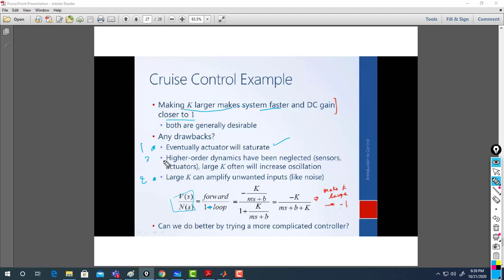Yeah. Then one drawback I didn't talk about, which is that higher order dynamics have been neglected. In our case now, we neglected the higher order dynamics, like the dynamics of sensors and actuators. If those are taken into account, you will find one more drawback: increasing the gain K will increase the oscillation if your system has high order dynamics.